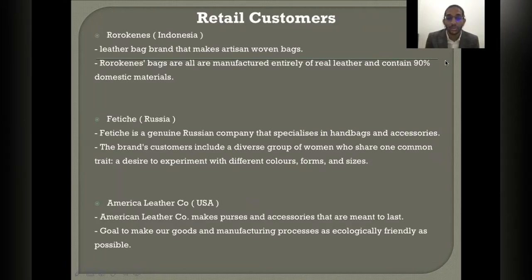The last one will be the USA, the retailer who communicates with us, which is americaleather.com, which makes purses and accessories meant to last longer. Leather products usually last longer. The goal is to make our goods and manufacturing process as ecologically friendly as possible.